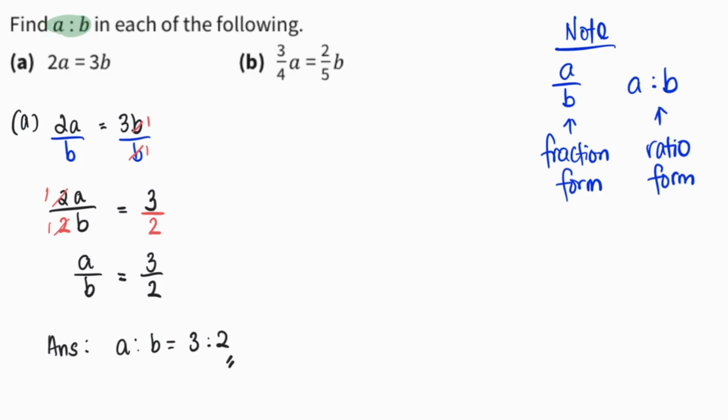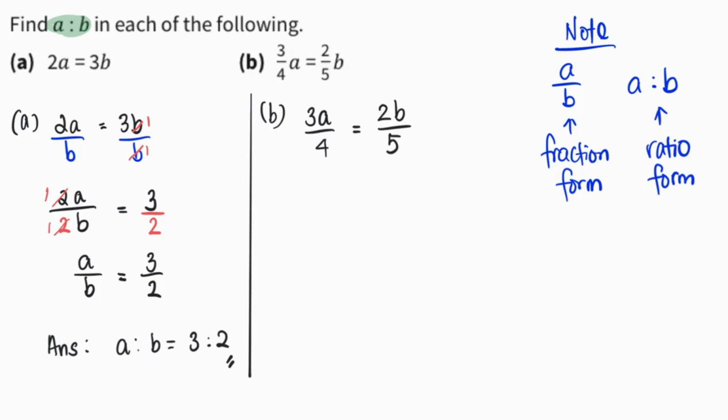Alright, so that's why before the start of this problem, we do need to be clear how we can make use of the fraction form to help us to get the answer for the ratio form. And for part B, it is also exactly the same, but this time round 3/4 a, we could write it as 3a over 4. 2 over 5 times b, we could write it as 2b over 5.